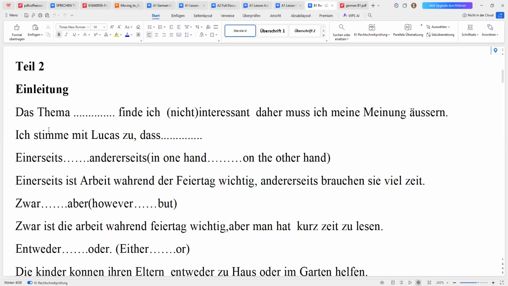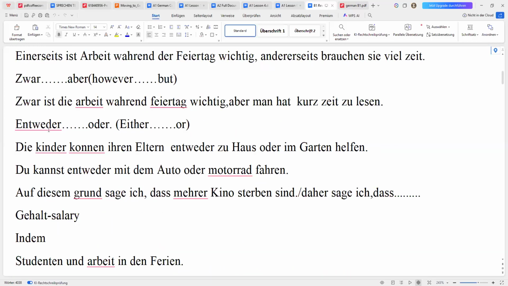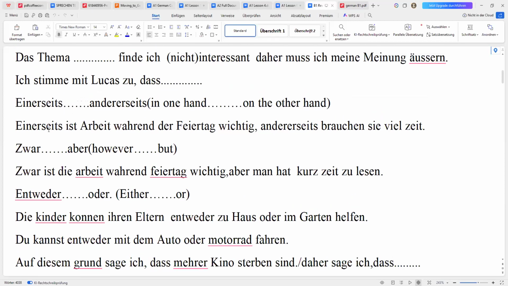There, you can use conjunctions like einerseits and andererseits. On the one hand, on the other hand. Zwar aber, entweder oder. Those are now what is needed when you are writing this Teil 2. After writing the advantages and disadvantages, you finish now by saying your opinion. After writing the advantages and disadvantages, you will finish by, now you generalize, you put your opinion there.